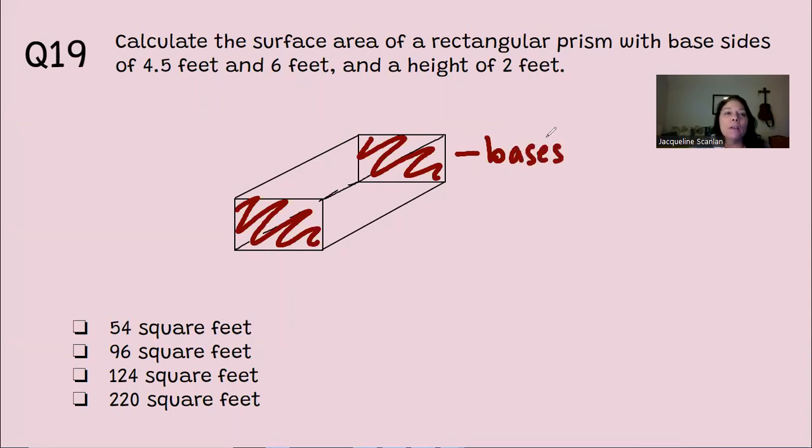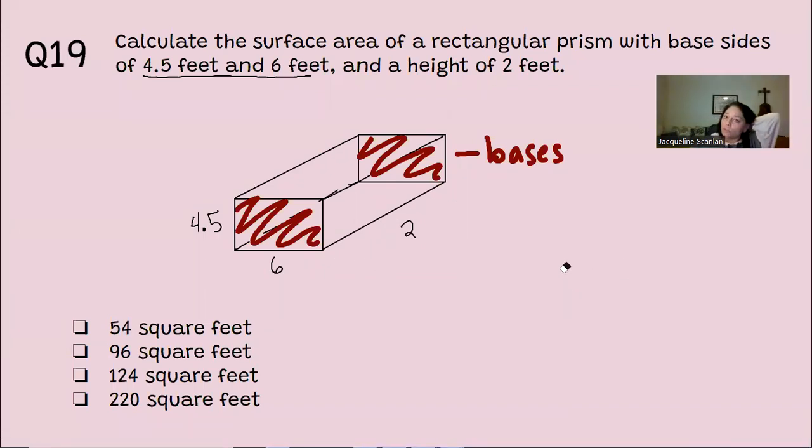All right, it tells me that the dimensions of my bases are 4.5 by 6. That's what it says right here. And then it tells me that the height of this prism is 2 feet. That means from here to here, how high it is, 2. Okay, this picture is obviously not drawn the same way as the dimensions give you, but you get the idea.